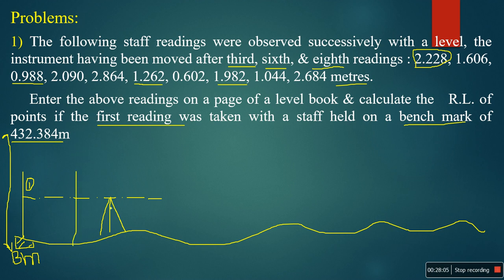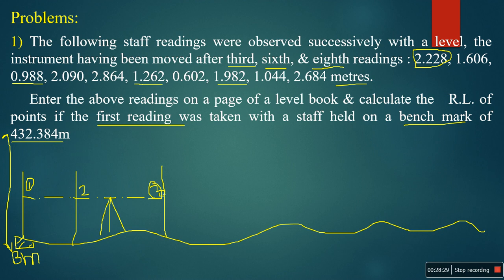Okay, so again they have taken the reading. Noted the reading, that is 1.606 meters. Now one more staff reading they have taken, that is 0.988. This is the third reading. So I am holding the staff here. Okay, this is the third reading.